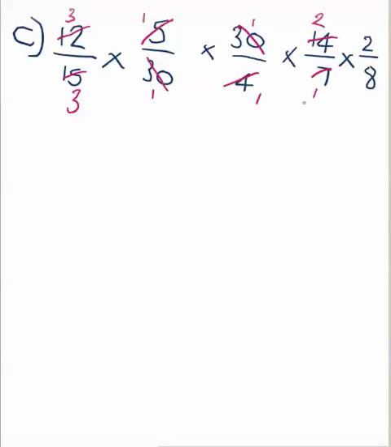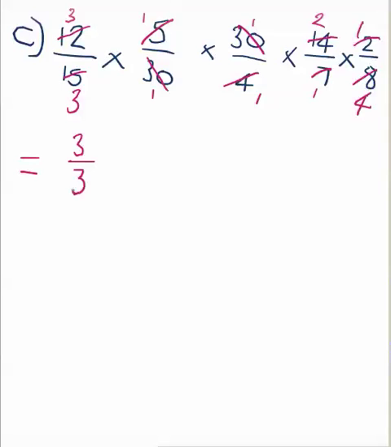Now, I can't do my 2 and 2 because they are both on top, but I can do my 2 and my 8. 2 divided by 2 is 1. 8 divided by 2 is 4. And I can also see here, I can still keep going. So if your working out gets messy, what you can do is stop and write the fractions you have left. I've got 3 over 3.